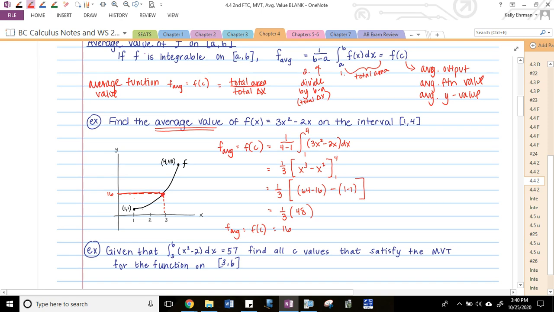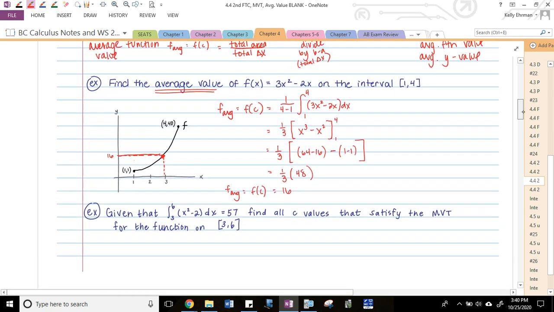Is 16 the dead center of the range? No, it goes from 1 to 40, and 16 happens to be the average value. All right. So did we find c? No, we found the average value. The average value is 16.